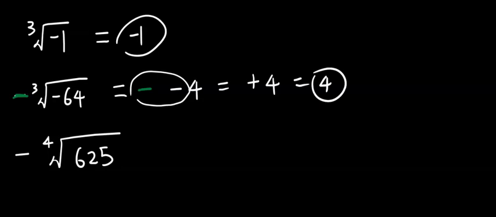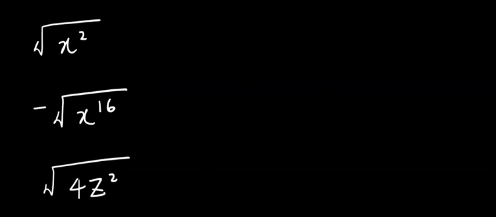And next one, we have a fourth root of 625. And no negative symbol under the root, oh, there's one negative symbol here. I just saw it right here. So we're going to copy it down. And we have negative 5. Very good. All right, let's see what we have.